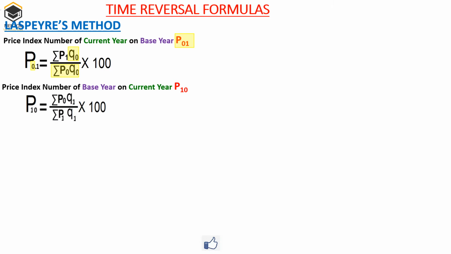The formula is P01 because here 0 is our base year. Next, the base year is our current year and the current year is our base year. So let's see this P10. Our base year is now our current year, so we have 1. In the Laspeyres method the author has given the weight to the base year, but our base year is now the current year, so you can see Q1 here. So this is the comparison of our P01 and P10 formulas, the time reversal formulas under the Laspeyres method.